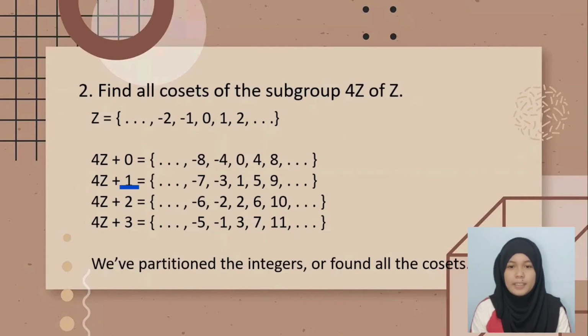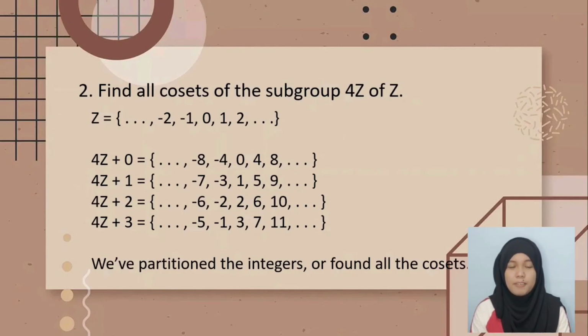Then if we add 1, 4 times negative 2 is equal to negative 8, plus 1 is negative 7. Next, 4 times negative 1 is equal to negative 4, plus 1 is negative 3, and so on. For adding 2, 4 times negative 2 is equal to negative 8, plus 2 is equal to negative 6. Next, 4 times negative 1 is equal to negative 4, plus 2 is negative 2, and so on.